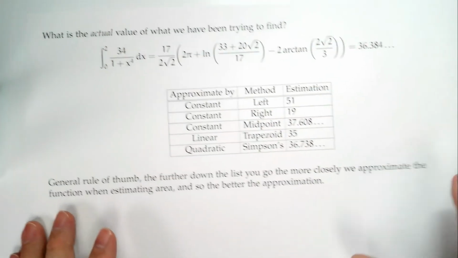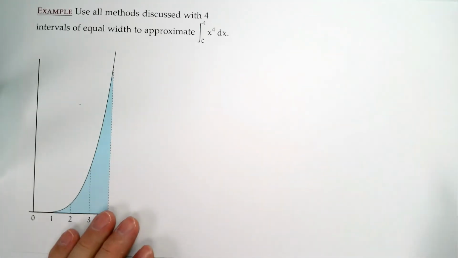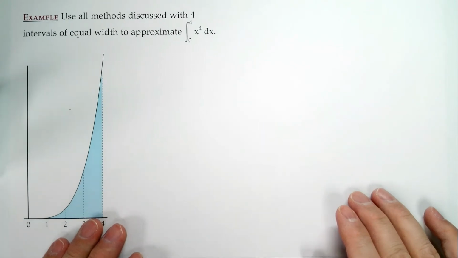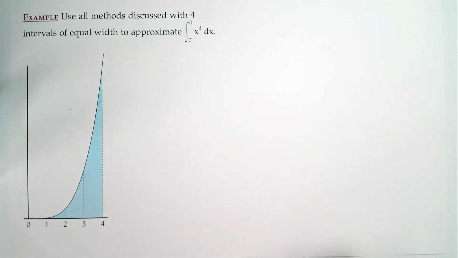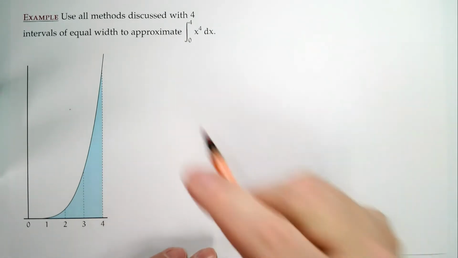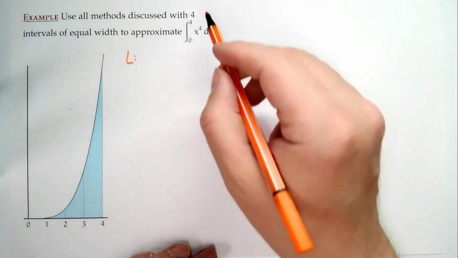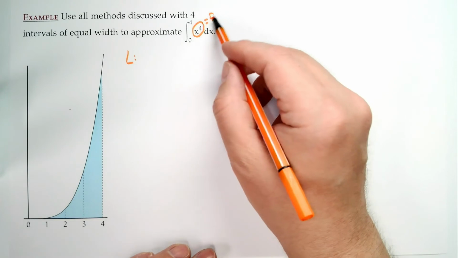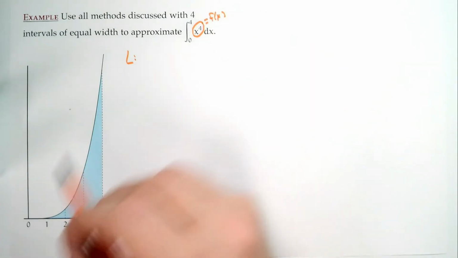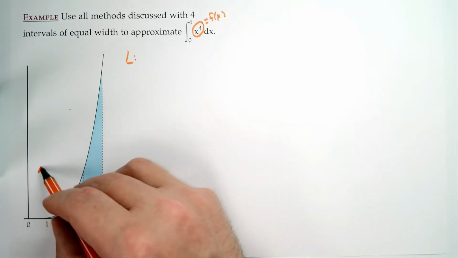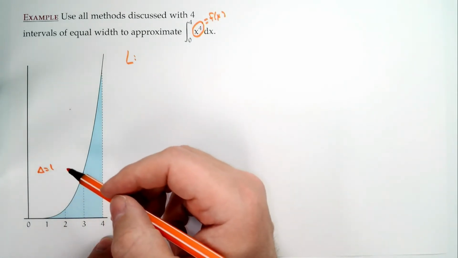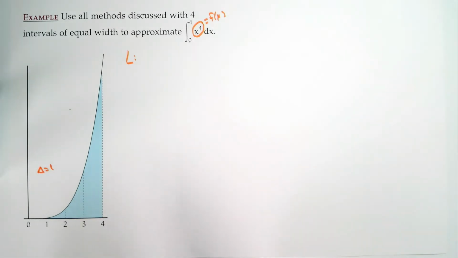All right, let's do one example and see what we get. Use all the methods discussed with 4 intervals of equal width to approximate the integral from 0 to 4 of x to the 4th. All right, well, let's see what we get. 4 intervals. So the left, that's not so bad. We're thinking of x to the 4th. This is our function f of x. And what would we have? Well, our delta is equal to 1 because we went from 0 to 4. Divide that by 4, that would give us width 1 for each piece.